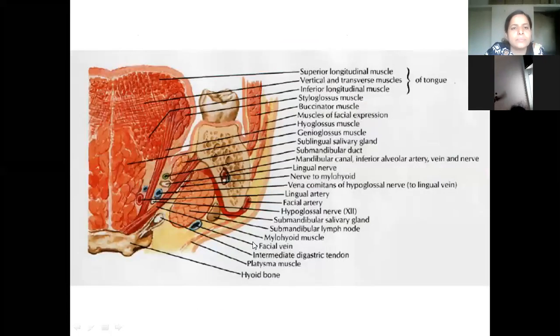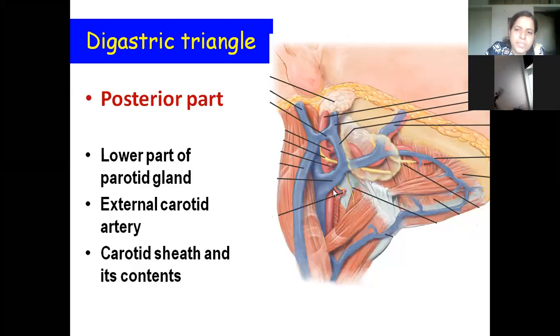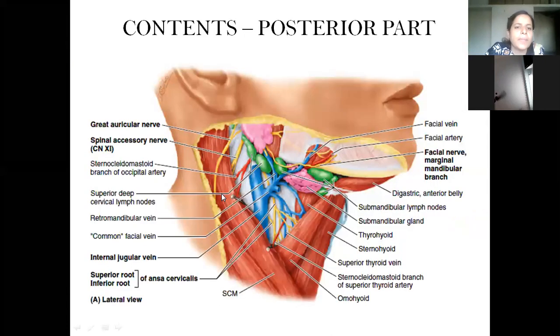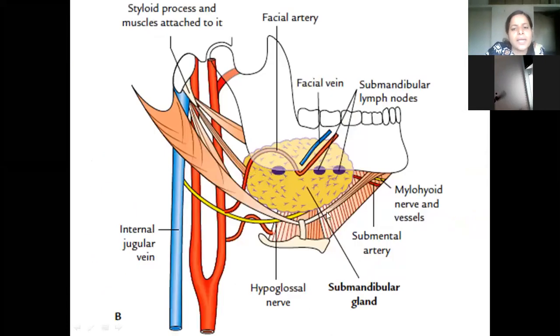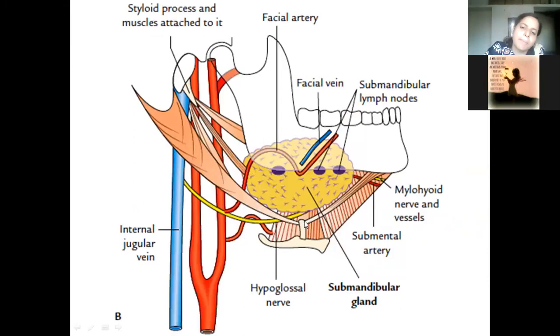Now if you see the posterior most part of this digastric triangle, you are also finding the parotid gland. That is the lower part of the parotid gland. You are finding this is the external carotid artery. Okay, and carotid sheath with its contents. So this is all digastric triangle. You can just divide: submandibular salivary gland we are seeing, submandibular group of lymph nodes, facial artery, facial vein, mylohyoid vessels and nerves. Okay, this is the external carotid artery more behind.